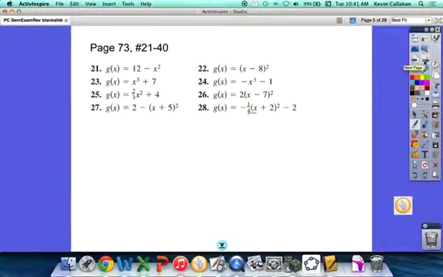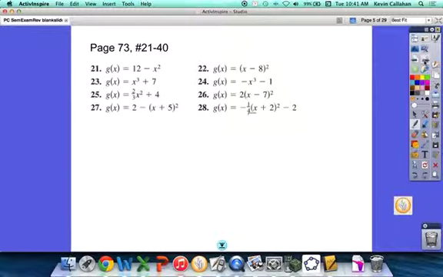I'm trying to remember what this one is. Find vertex, x and y intercepts. In a problem like this, I think actually this is about x and y intercepts. If you're just given a standard function, how do you find the y-intercept? Plug in x equals 0, right? So for the first one, the y-intercept is 12.